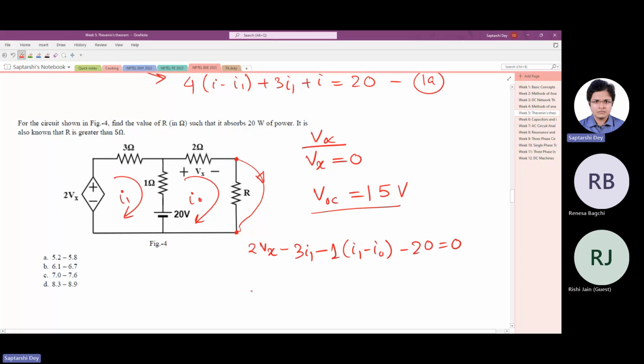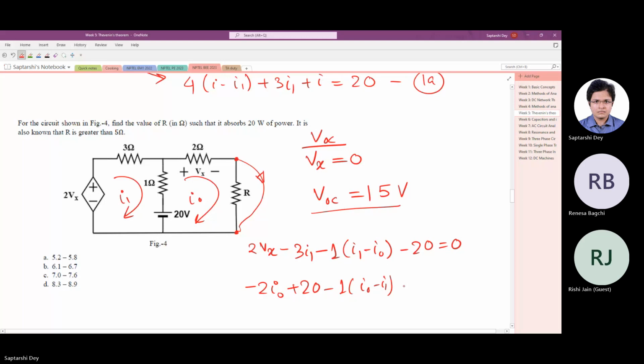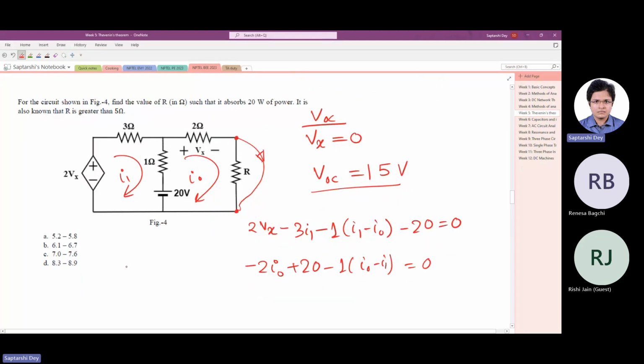And the KVL on the other loop is minus 2I naught plus 20 minus 1 times I naught minus I1 equals 0. So we have three equations and three variables, and if we write Vx equals 2 times I naught, yes, this becomes 4 I naught. Now Renessa, tell me what is the short circuit current you got?